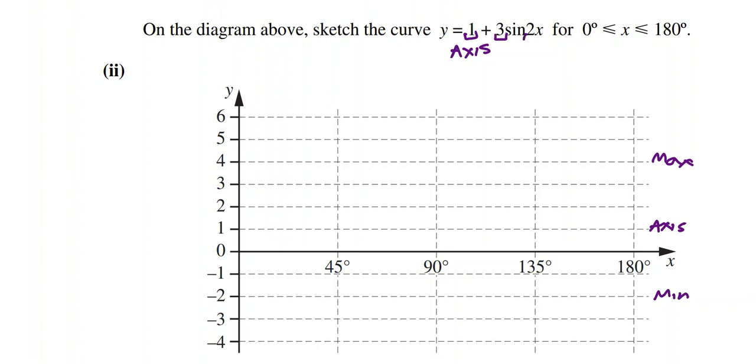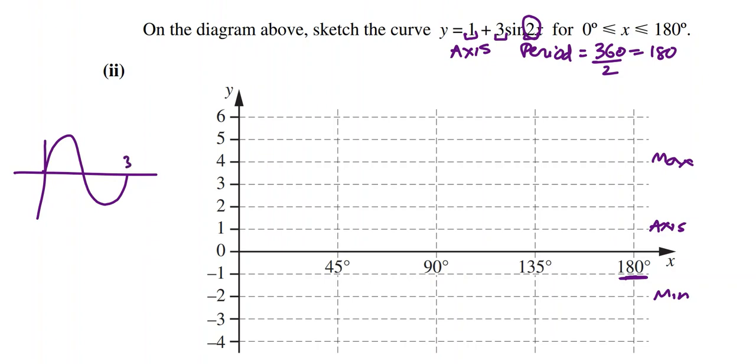Now this 2 will give us the period. So period is 360 divided by 2. This coefficient. 360 divided by this coefficient gives us the period, which is 180. Perfect, because it is up to 180. So our one cycle will finish in this particular graph only. This is a sine. The basic graph of sine is this.